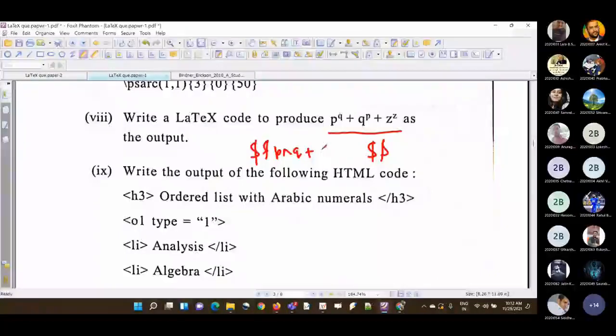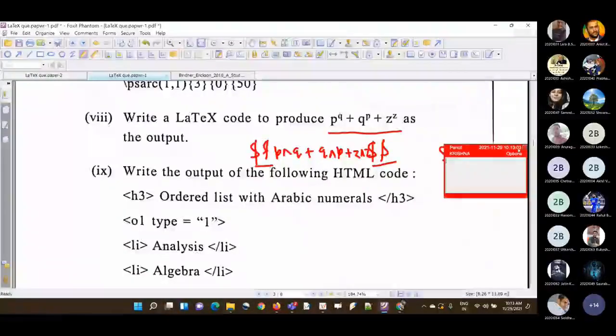A single dollar to write. The same command will work here. So the next part is the ninth part. Write the output of the following HTML code. You know that there are six types of headings: H1, H2, H3, up to H6.